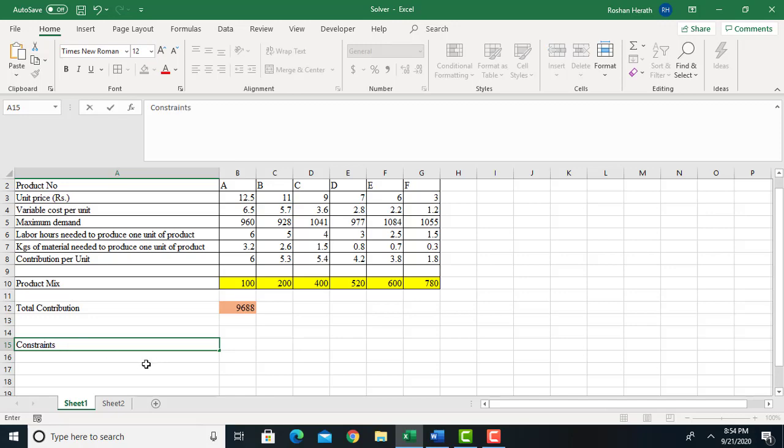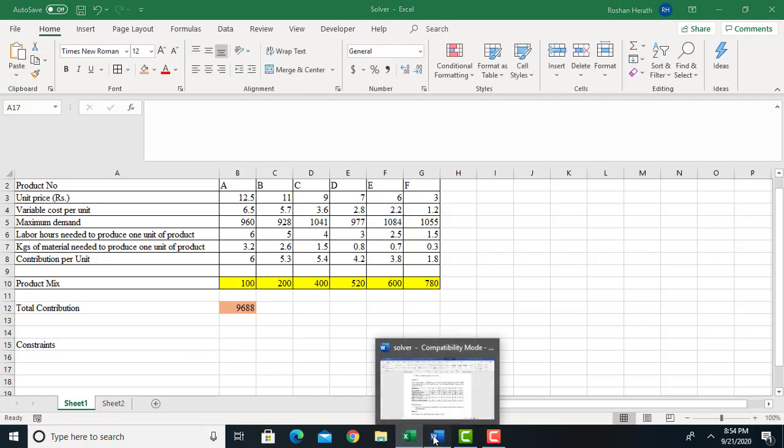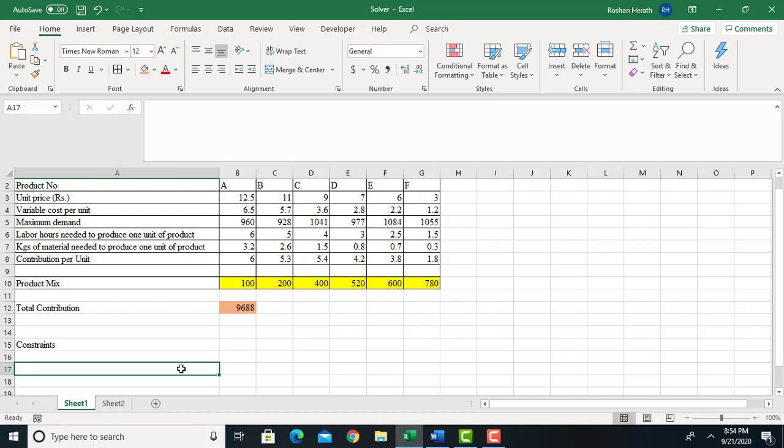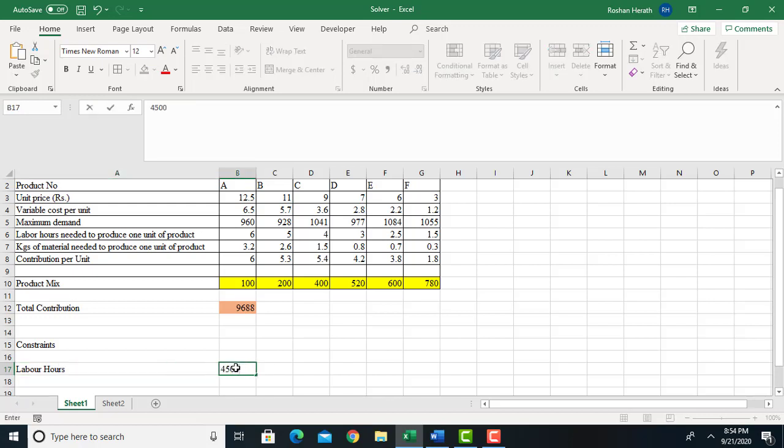We can identify the constraints. The question mentioned that the two explicit constraints are there. The first one is the labor availability, that is 4,500 hours, and the raw material availability. So let's take these two constraints. The first one is labor. It's labor hours. How many labor hours available with you? That is 4,500. So I would identify this as the availability.